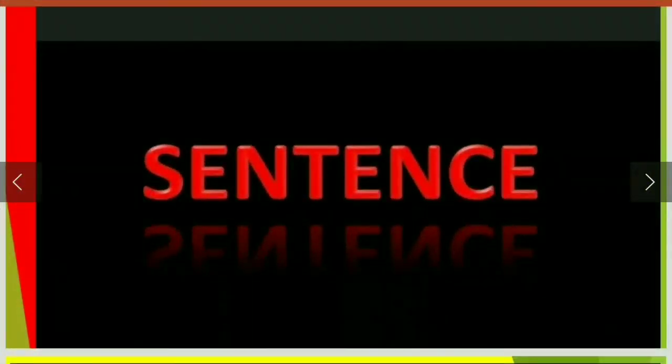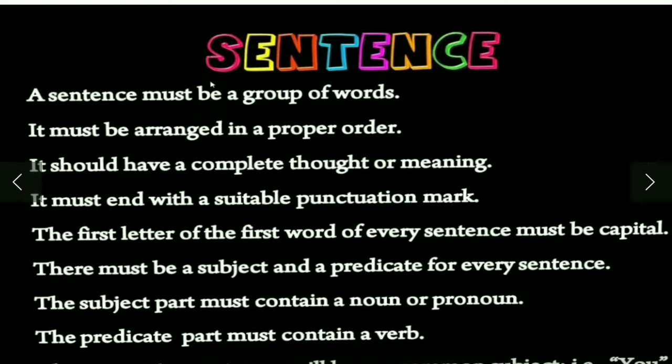Before going to anything, first of all, let's recap once again what is a sentence and what are the rules. Here children, a sentence must be a group of words. It must be arranged in a proper order. It should have a complete thought or meaning. It must end with a suitable punctuation mark. The first letter of the first word of every sentence must be capital.